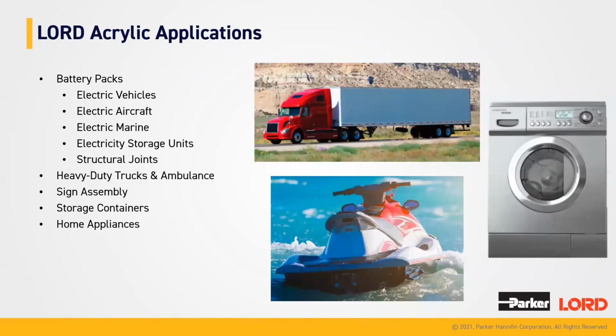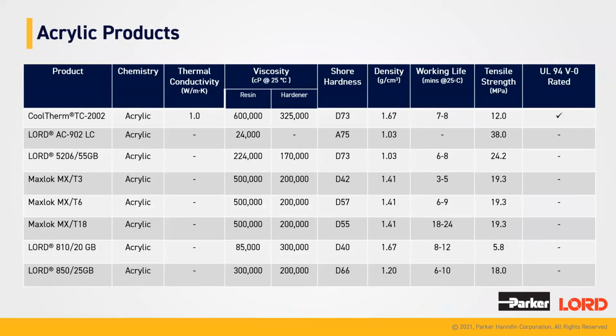Now, where can Lord acrylics be found? When it comes to thermal management material, the TC 2002 is oftentimes found in battery packs in electric vehicles, electric aircraft, electric marine applications, as well as energy storage units, whether it's home storage or even grid level storage. It can also be used to bond together structural joints. On top of that, the general purpose Lord acrylics can be used in heavy duty trucks or even ambulances, sign assemblies, storage containers, as well as home appliances. Now, I'm not going to dive too deep into this slide here.